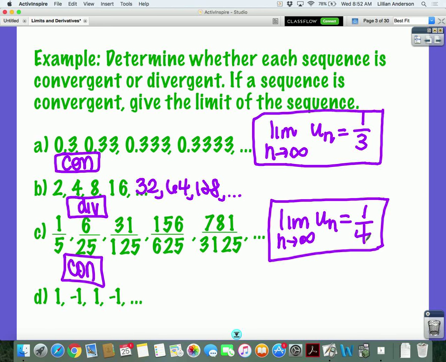What about D? This is divergent. It goes back and forth between 1 and -1. What other thing do we know that goes back and forth between 1 and -1? Sine and cosine. More specifically, what about sine and cosine goes back and forth between -1 and 1? The y values, aka the range.